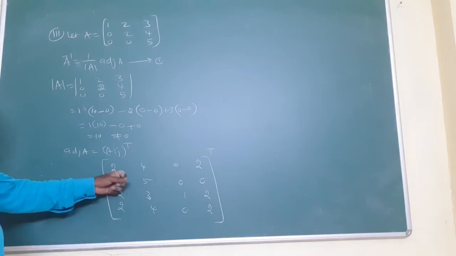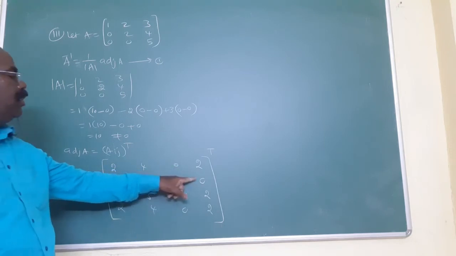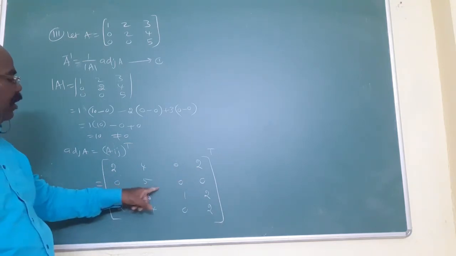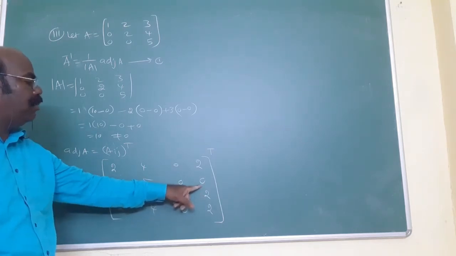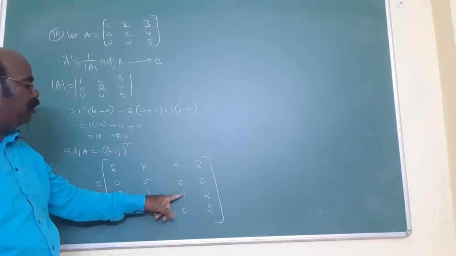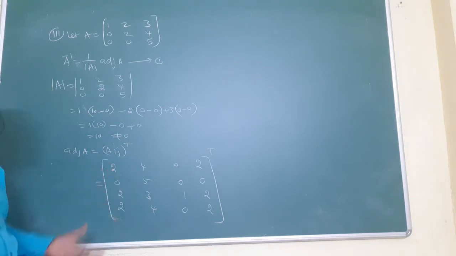Cofactors for it: 10 minus 0, 0 minus 0, 0 minus 0. Again 0 minus 10, 5 minus 5 minus 0. 0 minus 0, 8 minus 6. 0 minus 4, 2 minus 0. In this way, you want to expand, and after that take the transpose.